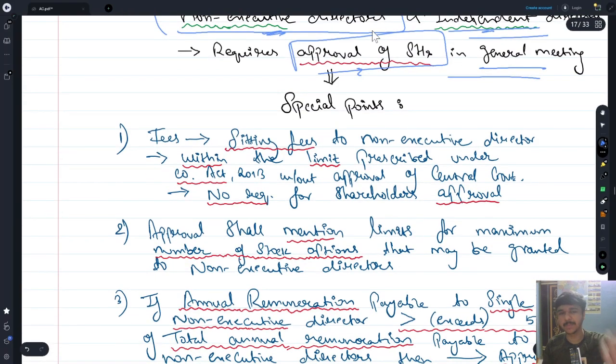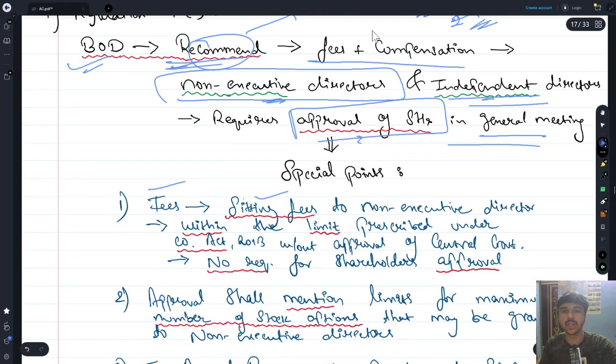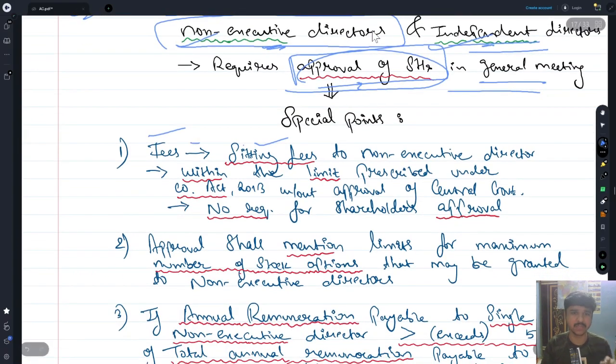Now there are certain special points. For example, the fees and sitting fees or the compensation that has been recommended by the board is below the limit prescribed by the Companies Act 2013. So for example, the Companies Act has prescribed say 100 crore as a maximum fees to be paid, and the board is recommending only 90 crore. In that case, you need to have approval of shareholders for non-executive directors or independent directors remuneration. So the first special point is for the fees.